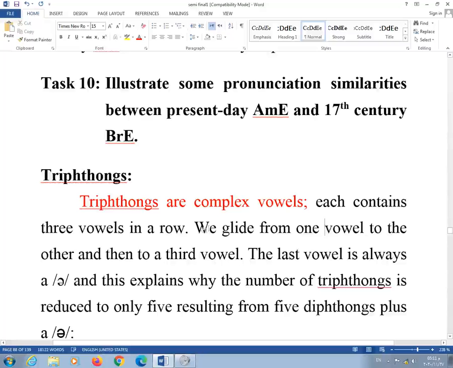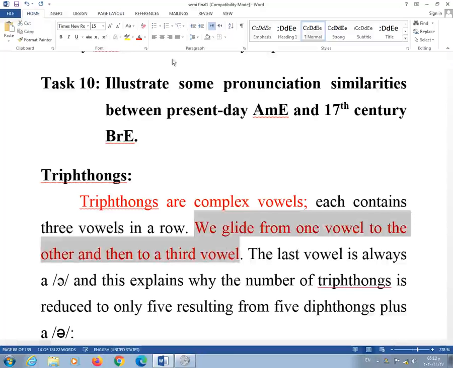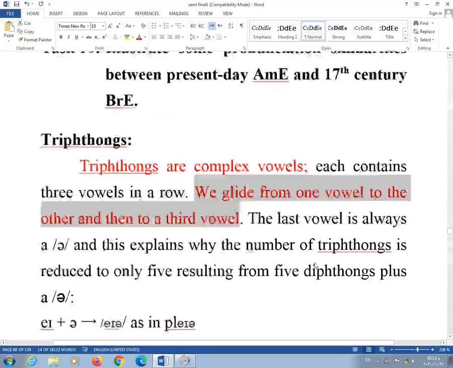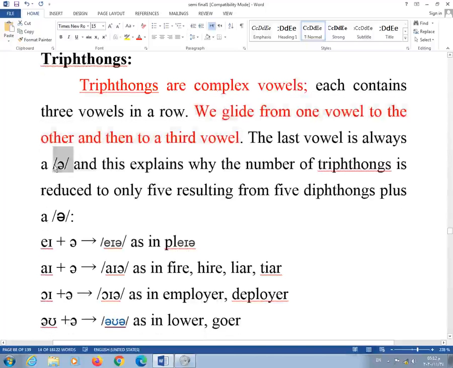Again, this is a very important thing you should know. We glide from one vowel to another and then to a third. The last vowel is always schwa. The last one must be schwa. And this explains why the number of triphthongs is reduced to only 5. Only 5 triphthongs. Where are we in the book, everyone? Bottom of page 78. Yeah, bottom of page 78.